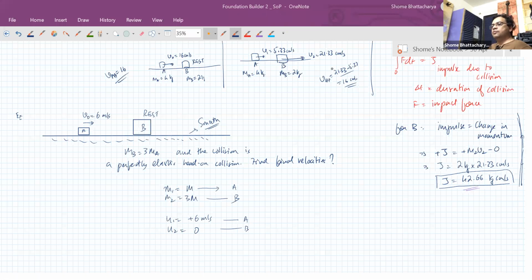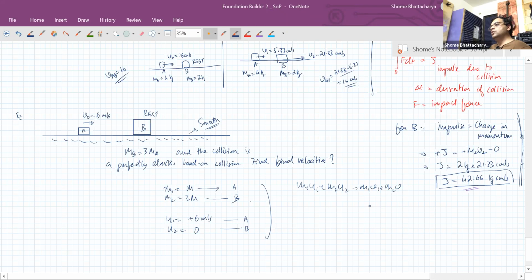In this diagram, I'll take M1 as A's mass and M2 as B's mass. So they're in 1:3 ratio. So write this as M, and this as 3M. And U1 is +6, but U2 is 0 because B is at rest. Now we have the relation M1 U1 plus M2 U2 is equal to M1 V1 plus M2 V2. So for this, we will get M into 6 plus 0 is equal to MV1 plus 3MV2. So this is the first relation that we are getting: V1 plus 3V2 is equal to 6.